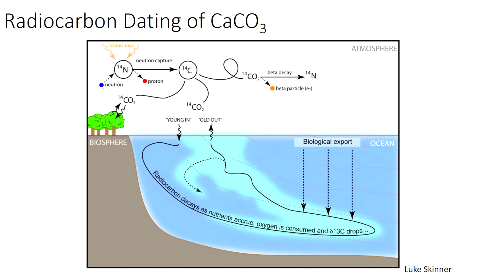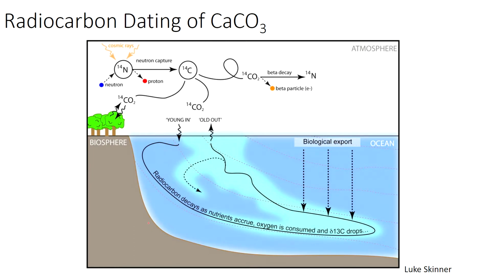Now, some of those are neutrons. Those neutrons fly around until they hit something, and if they hit a nitrogen atom, that converts the nitrogen into a carbon. So we form carbon-14 in the atmosphere, and that carbon-14 is an unstable isotope of carbon. It decays with a half-life of 5,730 years back into nitrogen.